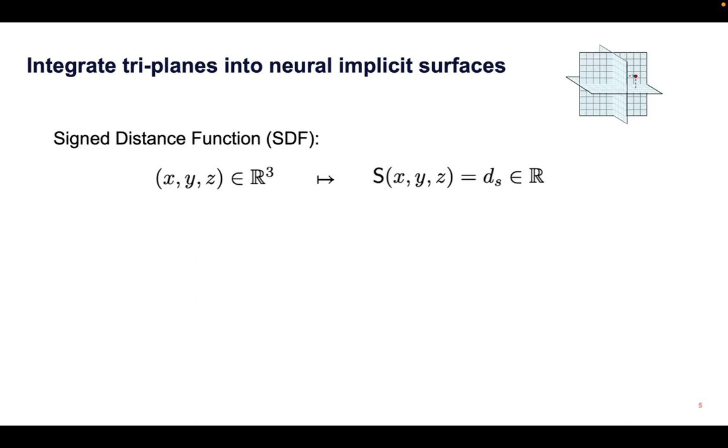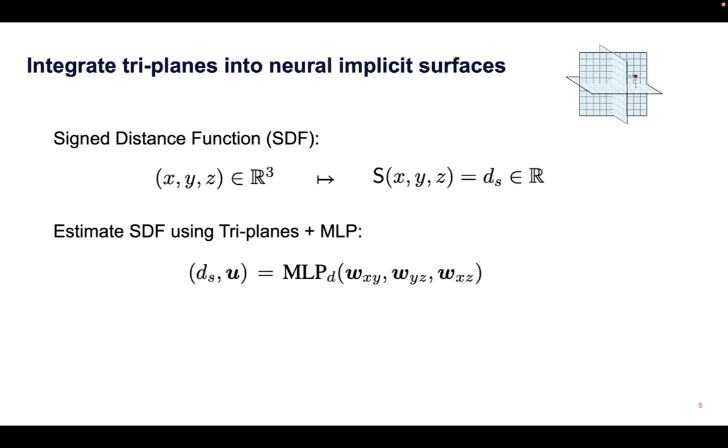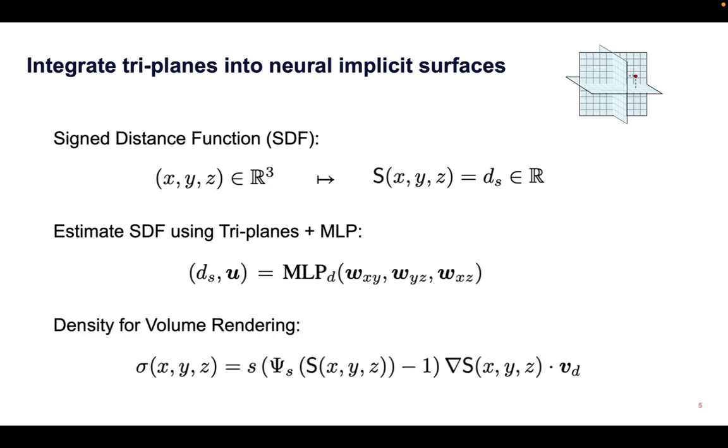A signed distance function is a powerful surface representation. It takes the 3D coordinate as the input and outputs the signed distance. We use triplet features and an MLP to estimate the signed distance. We then follow HF-NeuS and compute the density value for the following volume rendering.